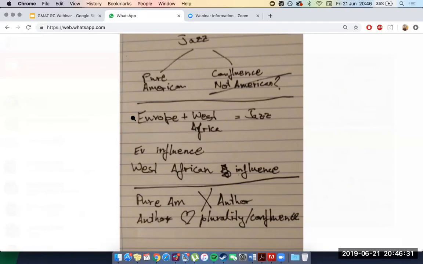So really the author is on the side of plurality and confluence, and she is not on the side of pure American. The author is focusing on the fact that there is plurality and confluence, and she's on this other team, not the team of it being pure American. So that's all we need to know.